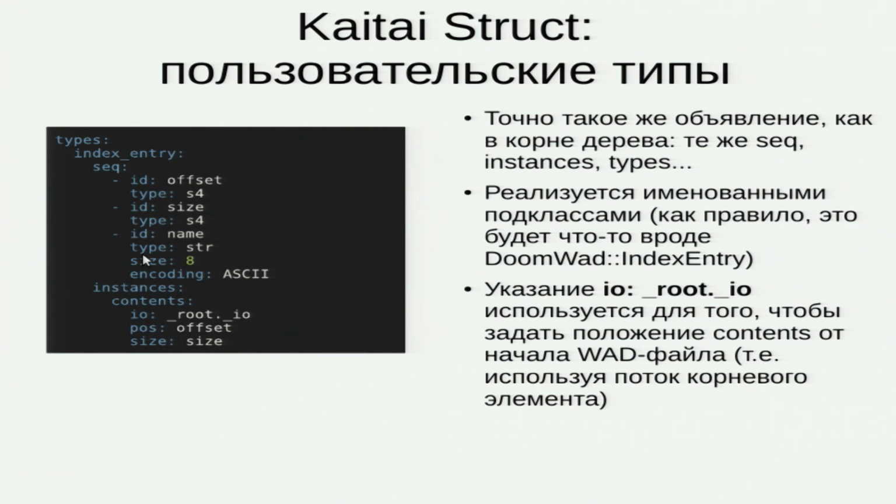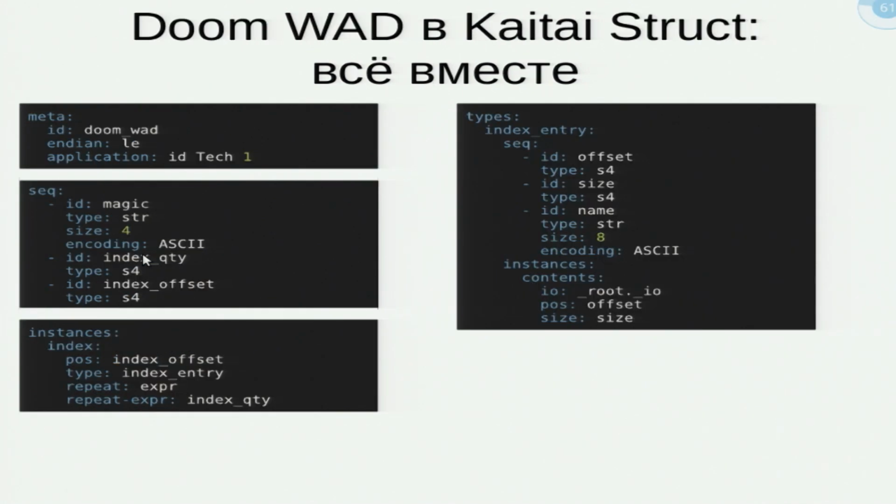We can also note here an indication to I/O, root_io. This is done so that by default, within the type specified, reading should be done from the stream of the same type. So we'll be referring to the beginning of the index rather than to the beginning of the file. So we are specifically indicating that we're going to take addresses from the start of the tree.